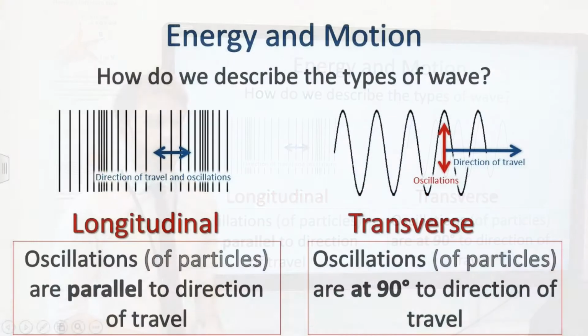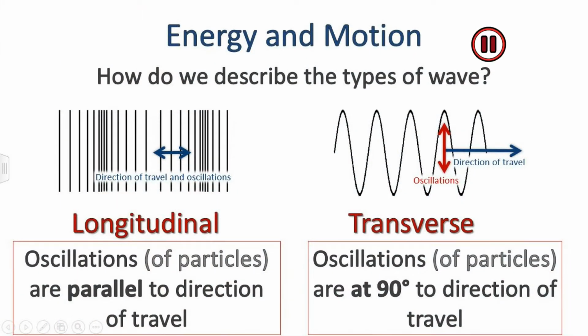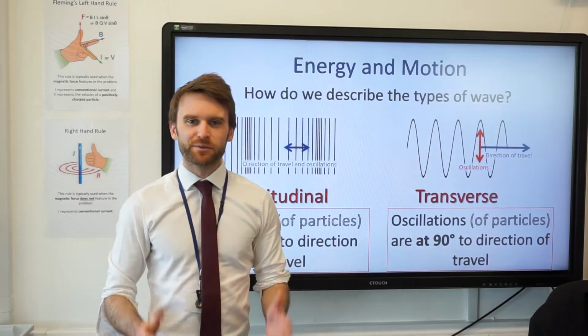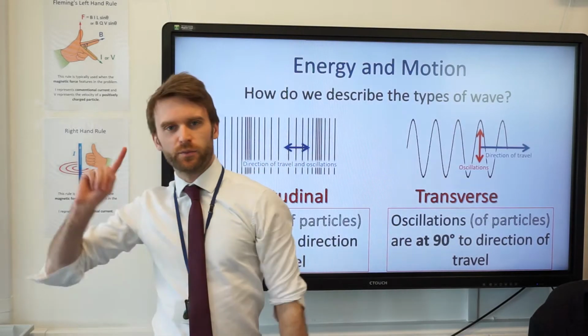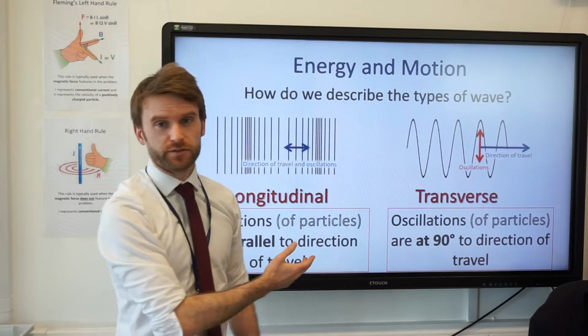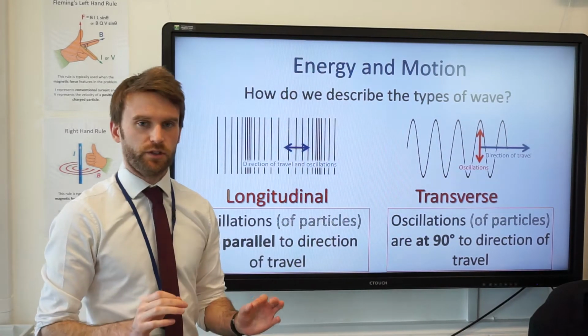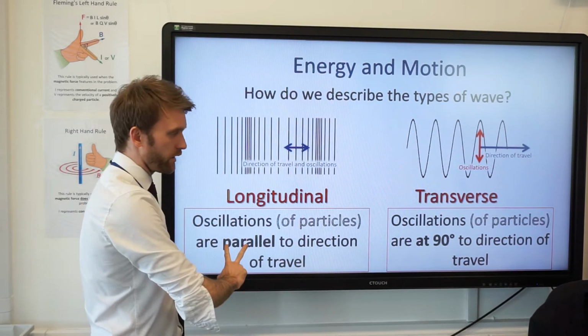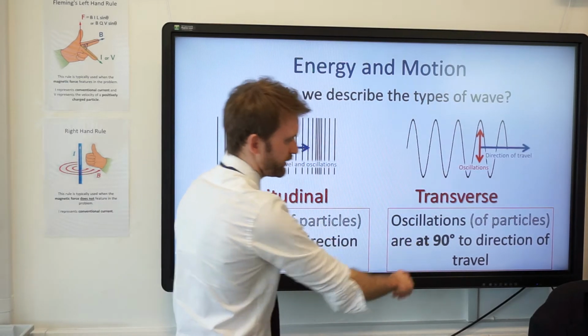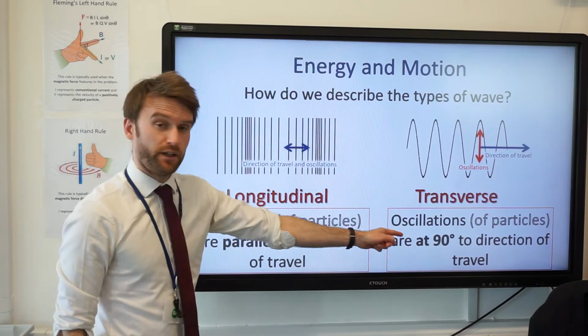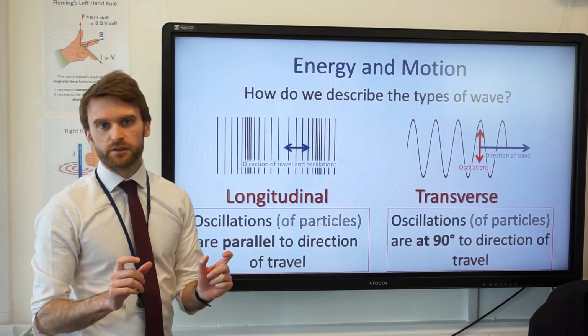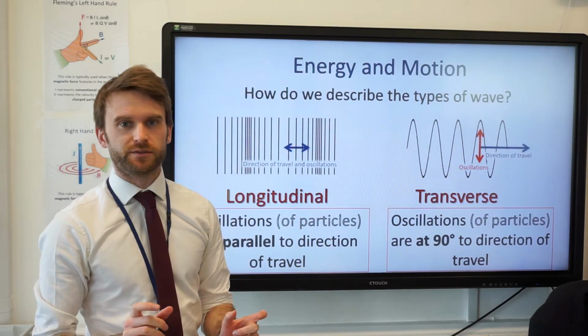Transverse, opposite way around. Transverse, the oscillations are at 90 degrees to the direction of travel. In a Mexican wave, you go up and down, but the wave will move around the room. That's a transverse wave. Just make sure that you learn to talk about parallel, perpendicular, same direction, 90 degrees. That terminology must be used.